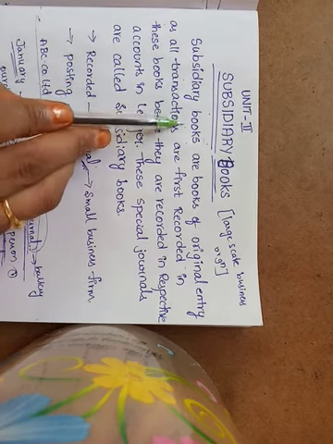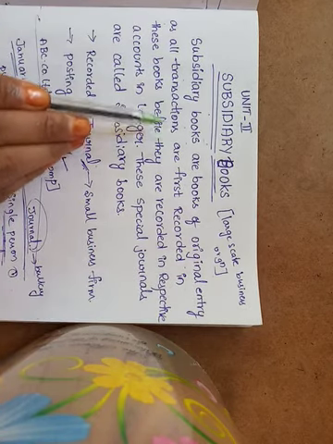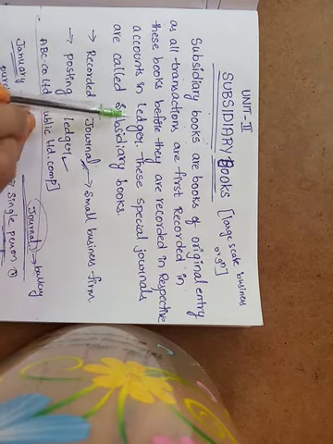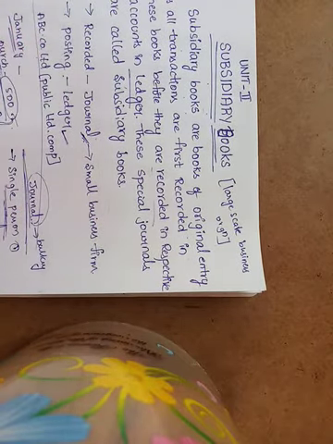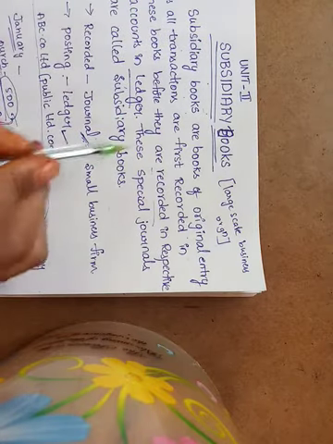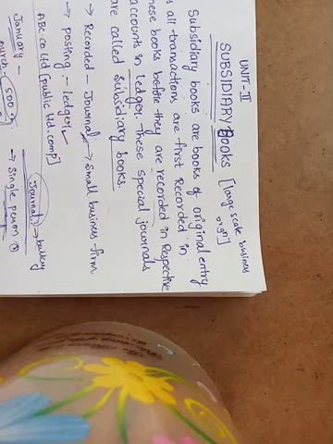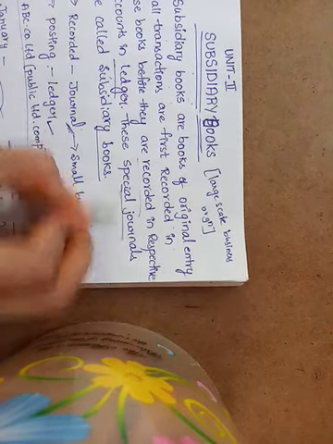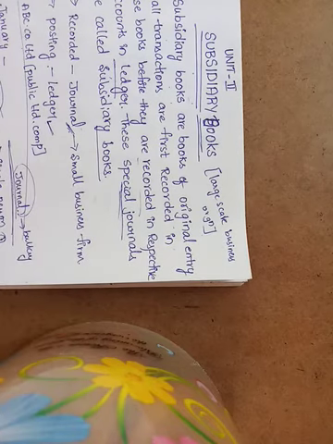Subsidiary books or books of original entry, as all transactions are first recorded in these books before they are recorded in the respective accounts in the ledger. So before preparing the ledger account, first we have to record the transactions in these books. So these special journals are called subsidiary books. So what are these special journals? Special journals means what? Journal means one book. So special journals means what?